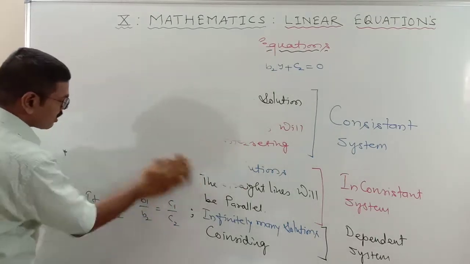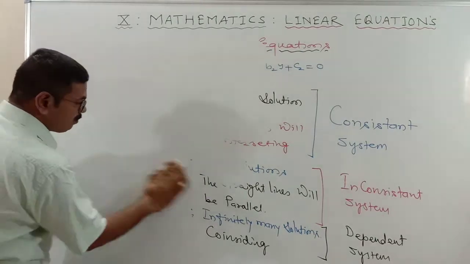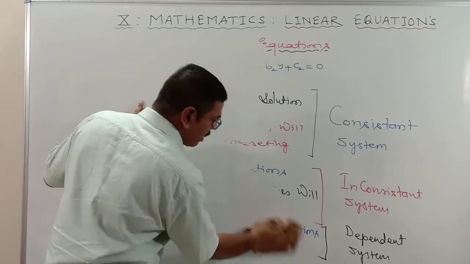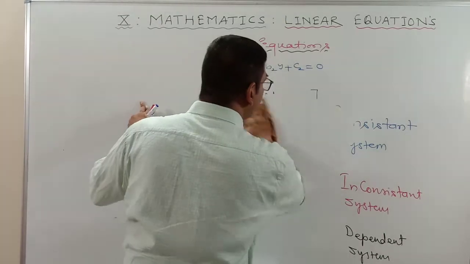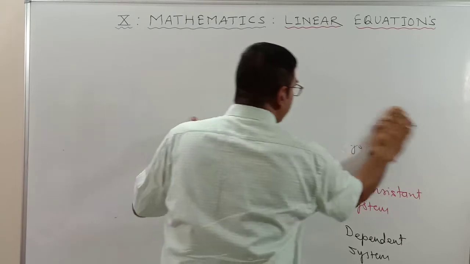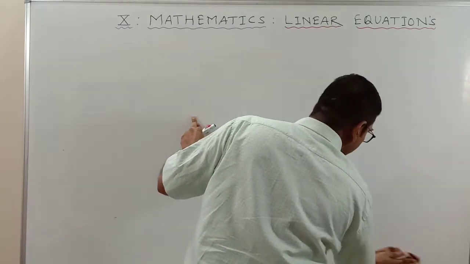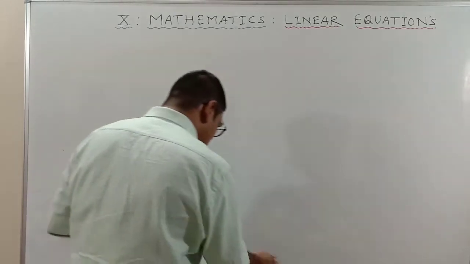What kind of systems are there? There are three kinds of system. One is consistent, one is inconsistent, one is dependent. In case of consistent, the system will have a unique solution.